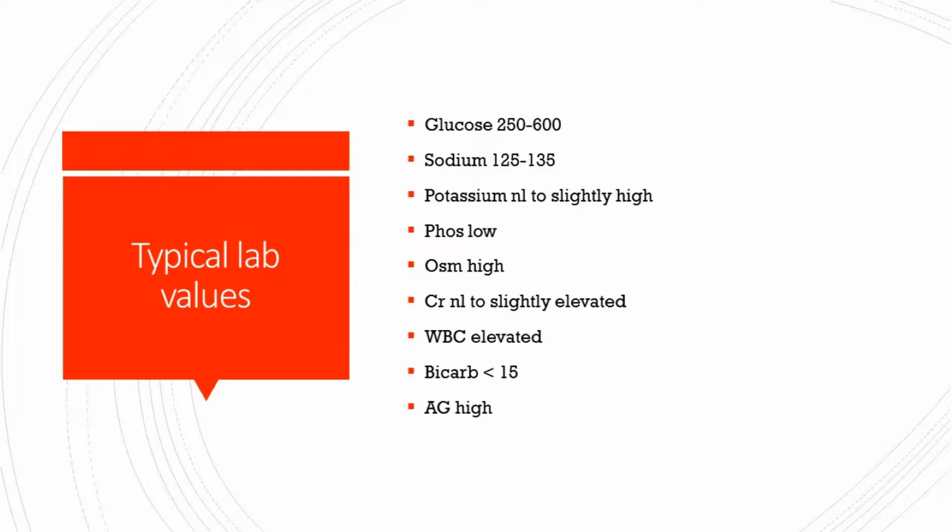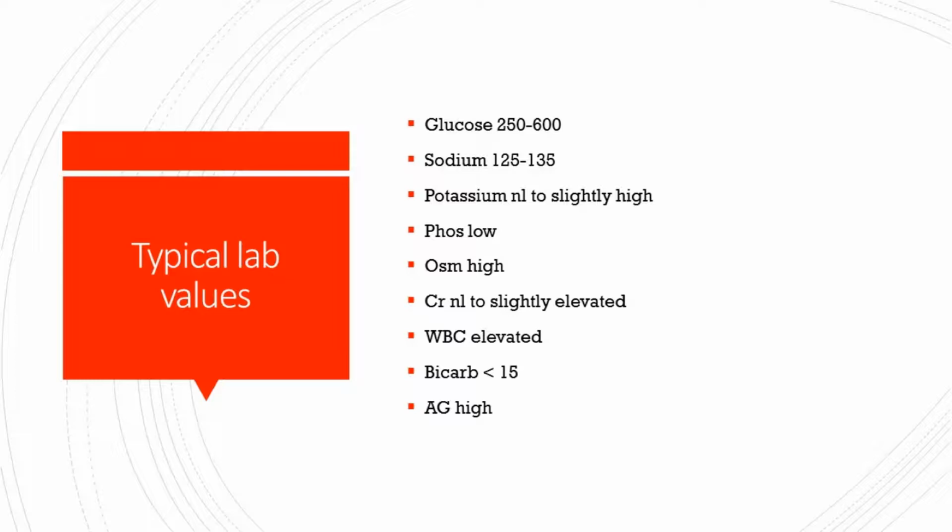Potassium is normal to slightly high. One thing to know about DKA, people are generally potassium deficient. It's just that they're so contracted that the potassium levels seem higher than they really are. So we talk about replacing potassium very early on in patients with DKA because insulin will push potassium back into cells. And as you rehydrate, the deficit in potassium will become more apparent as well. So being aggressive about potassium replacement is really important in DKA.